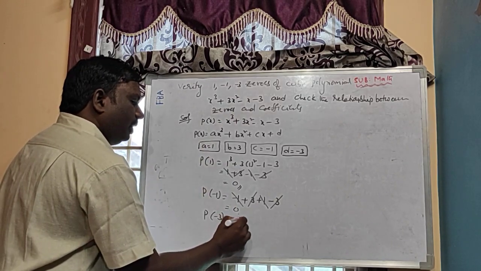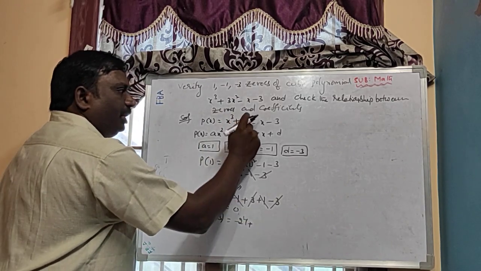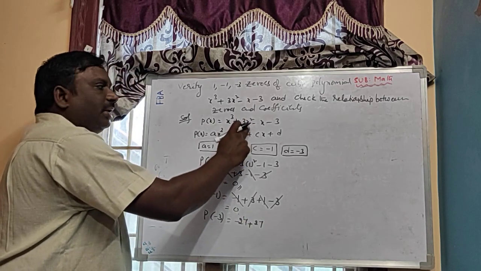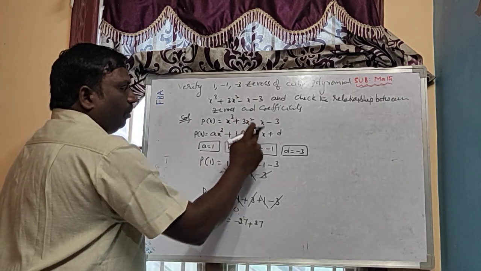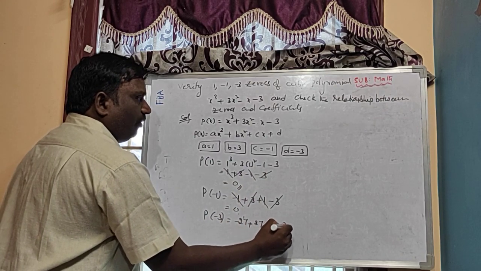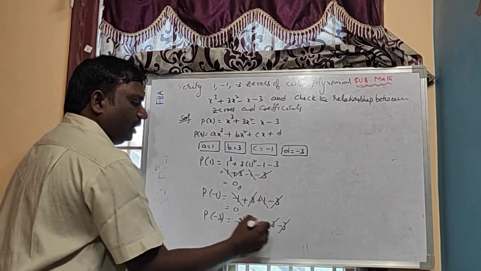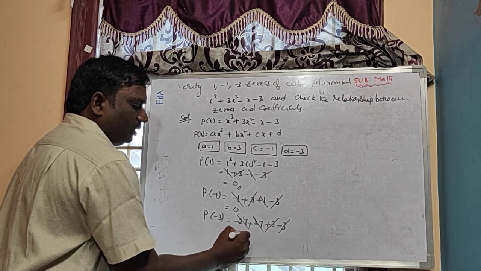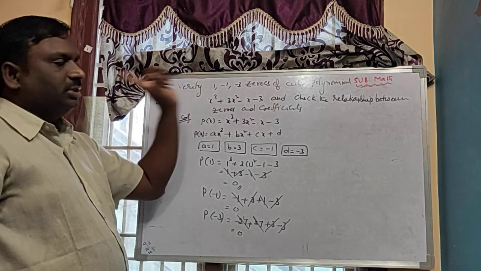Minus 3 whole cube is minus 27, plus 3 into minus 3 whole square, which is 9. 9 threes are 27. Next, minus of minus 3 plus 3, the final value is minus 3. Minus 3 cancel. Minus 3 plus 3, minus 27 plus 27 get cancelled, 0. Verified, these three are the zeros.